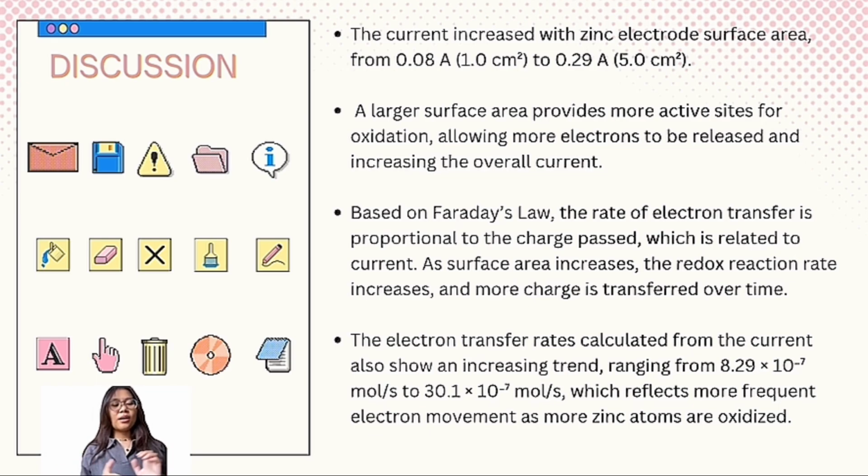And finally, the calculated electron transfer rate reflects this too, increasing from 8.29 × 10⁻⁷ to 30.1 × 10⁻⁷ mole per second, indicating more frequent electron movement as more zinc atoms are present.